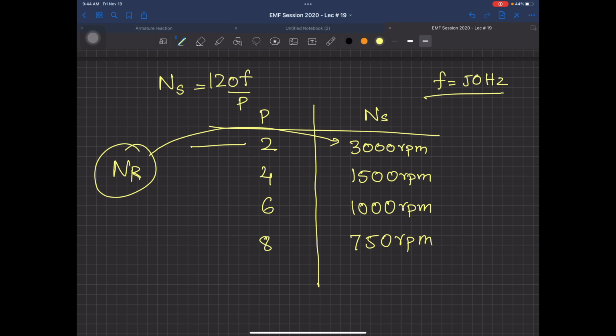And why it is lagging behind, we will also discuss in the next lecture. And if you have a 4-pole, you will have 1500 RPM, close to that. Not exactly 1500, it can never be. It can be 1400, 1450, 1480.